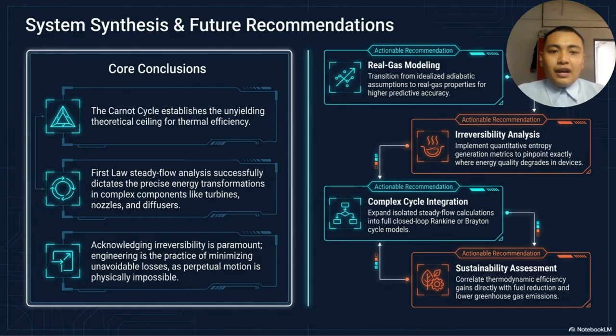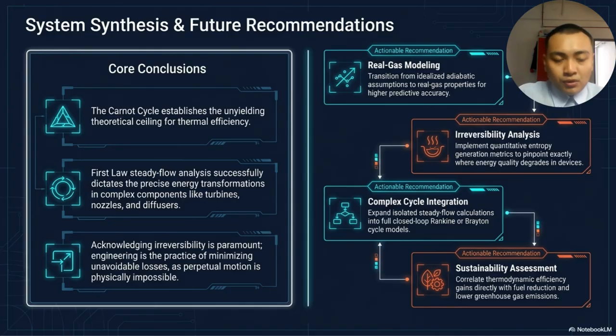Let's move on with our core conclusions. First of all, the Carnot cycle established the unyielding ceiling for thermal efficiency. Second, the first law's steady flow analysis accurately dictates energy transformation in devices, which is proven with our turbine, nozzle, and diffuser calculations. Third of all, and I must focus on this, engineering must minimize unavoidable losses, while perpetual motion machines or devices remain a physical myth.